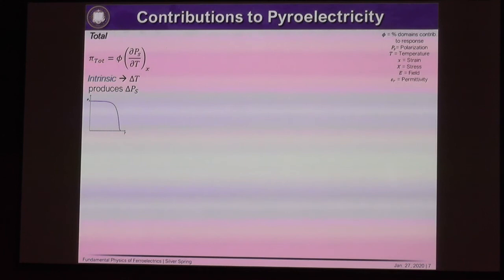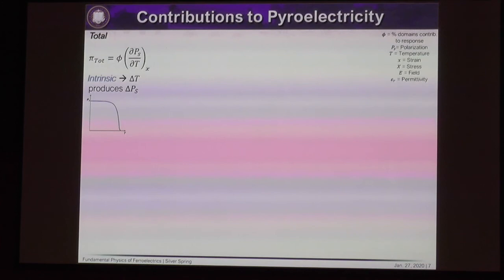So we have the total response, this pyroelectric coefficient, and it can be built up of a lot of different components. So the first one is the intrinsic response. This is just the temperature dependence of the polarization in the system. We have to scale this by the fraction of the domains that are contributing in these materials.